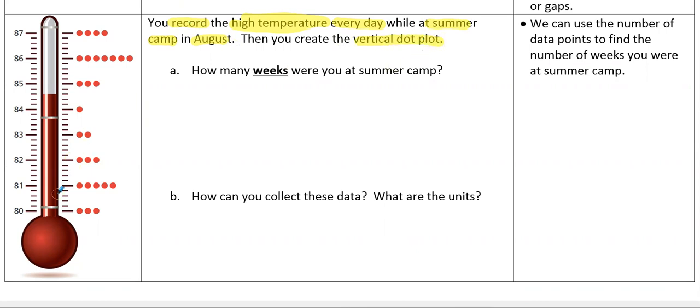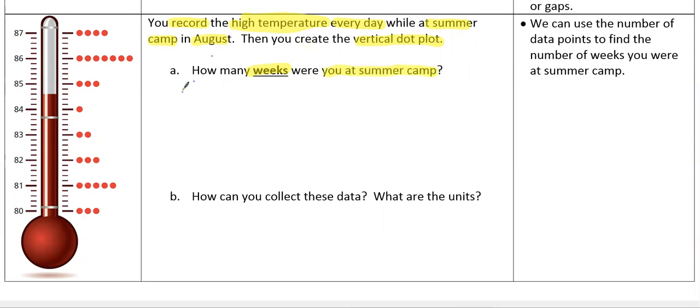So just as I was talking about in the last video, a vertical dot plot is like a horizontal dot plot. You have a number line, right? But this time this number line is oriented vertically up and down. And then every instance, every day that this temperature on the number line was recorded as the high temperature, there's a dot for it. So this represents 2 separate days that had a high temperature of 83 degrees. So when it asks, how many weeks were you at summer camp?